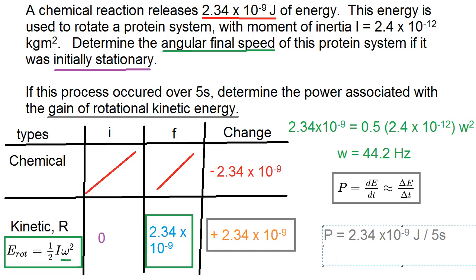Now, when you do this, it's relatively straightforward. All you're going to need to do is take 2.34 times 10 to the -9 joules divided by 5. And what you'll get is 4.68 times 10 to the -10. Now, as for the units, joules divided by seconds has its own special unit, which is the watt. The W there just means joules per second. If you wanted to leave it as J divided by S, that's fine as well. But keep in mind, watts are what show up most frequently.